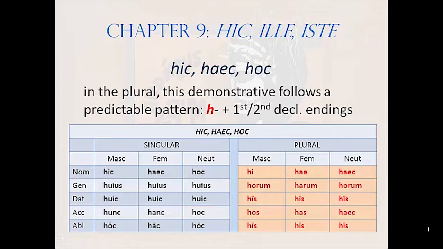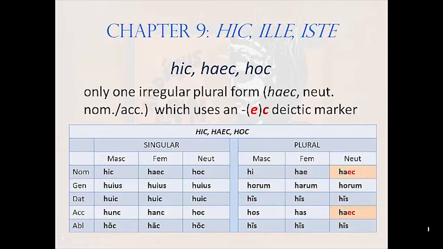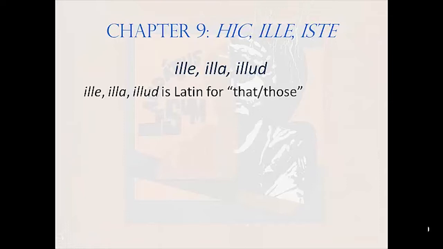The plural is all but completely regular and predictable. It simply takes the base h- and adds first, second declension plural endings, with only one minor irregularity. The neuter nominative and accusative plural forms use the deictic marker c, producing the form haec.